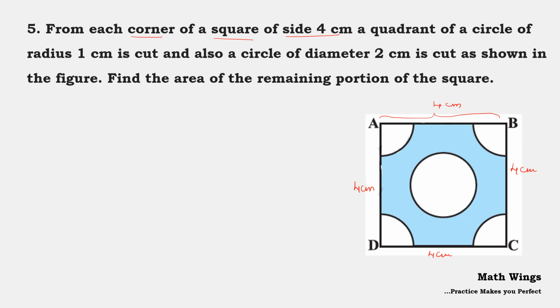It means what? Here we have the quadrants 1, 2, 3 and 4. What is the radius of this? Radius of this is 1 centimeter, which is same for all 4 quadrants. Is cut, and also a circle of diameter 2 centimeter is cut as shown in the figure. So here the diameter is 2 centimeter. So this implies that the radius is equal to 1 centimeter. Find the area of the remaining portion of the square.